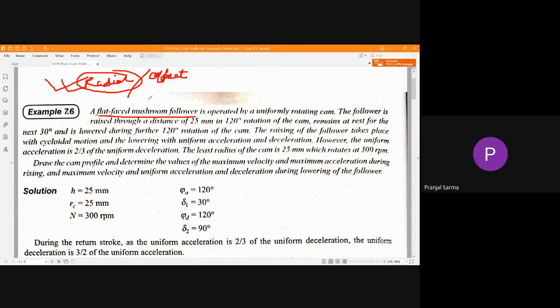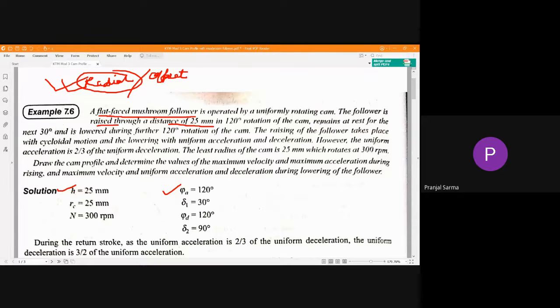It's given that a flat face mushroom follower is operated by a uniformly rotating cam. The follower is raised through a distance of 25 mm in 120-degree rotation of the cam. That means raised through a distance, this is the rise stroke, and this much is the lift: h equal to 25 mm. And for how long? For 120-degree rotation of the cam. That means theta, the ascent stroke angle, equal to 120 degree. Then it remains at rest for the next 30 degree, and is lowered during a further 120 degree rotation of the cam.